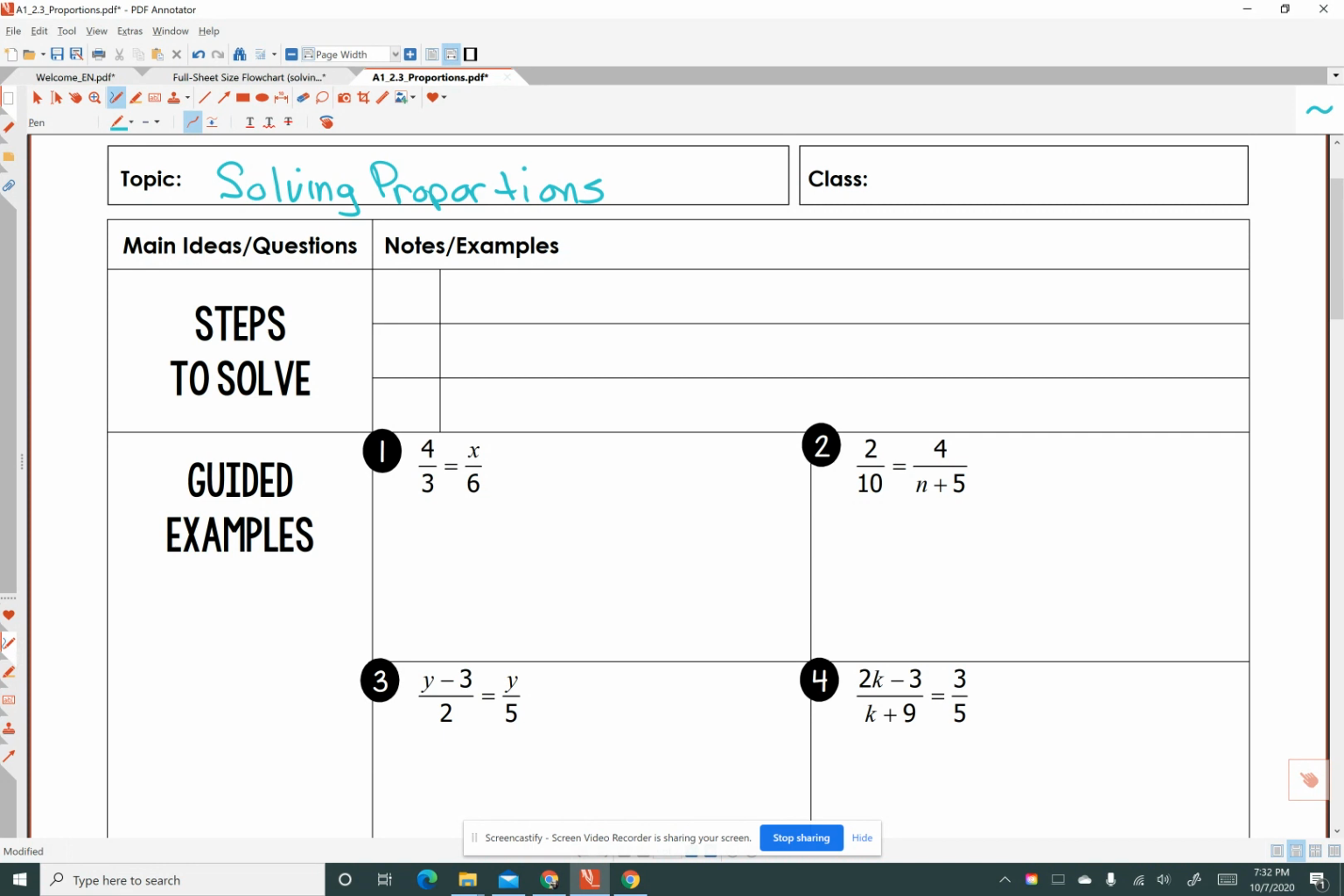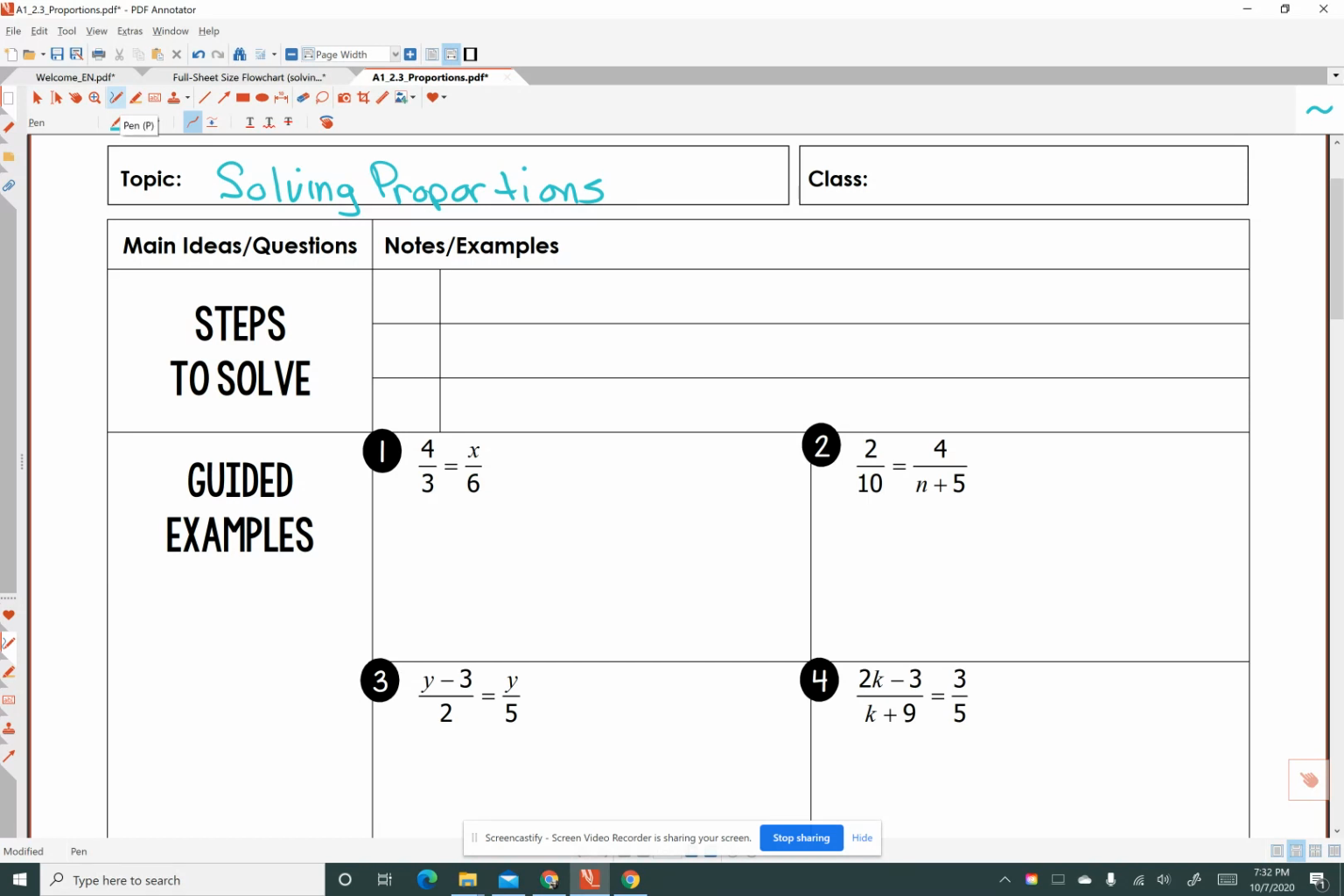And a proportion is when you have two fractions that are set equal to each other. You may have a more complex fraction. You might have several terms in the fraction, but it's basically two fractions set equal to each other. That's what we call a proportion. I really like proportions because they're a great way to solve a lot of real world problems.